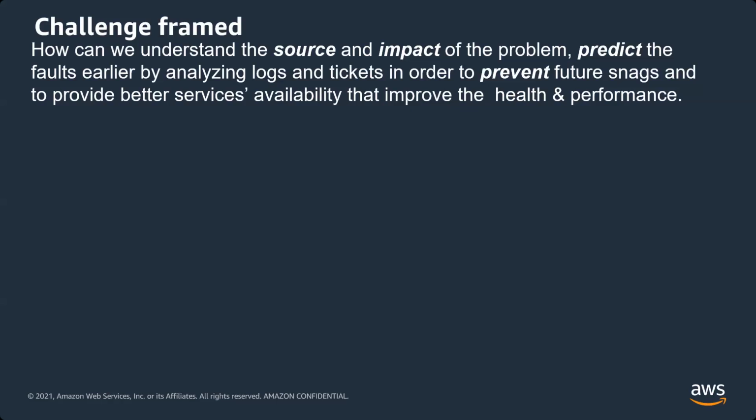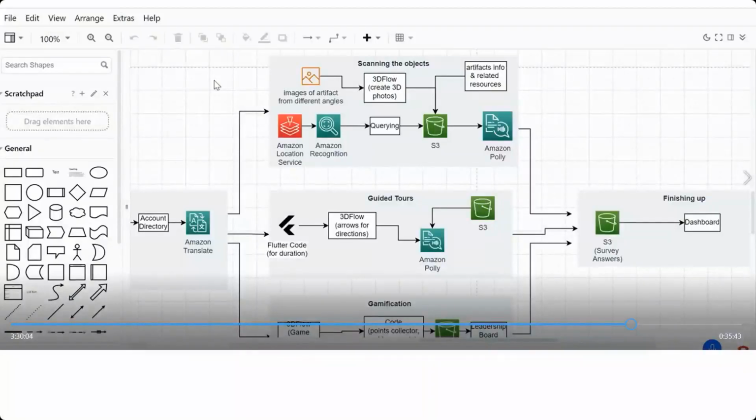So everything in italic means a functionality, maybe a solution. And then by analyzing logs to prevent. So what I want to do is know the source, know the impact, predict, and prevent, so I can improve health and performance. So this is a challenge statement coming as an outcome from that.